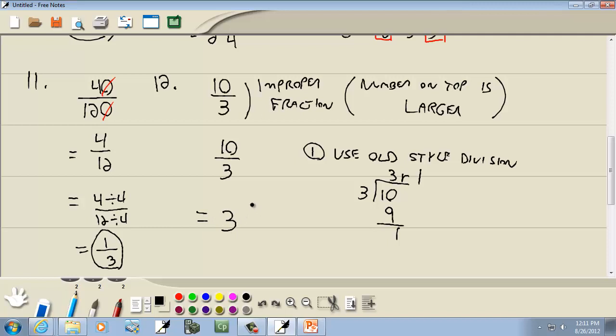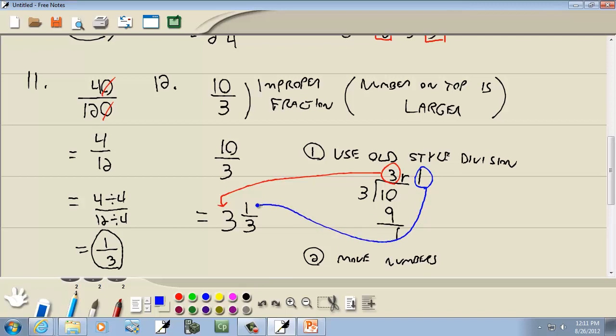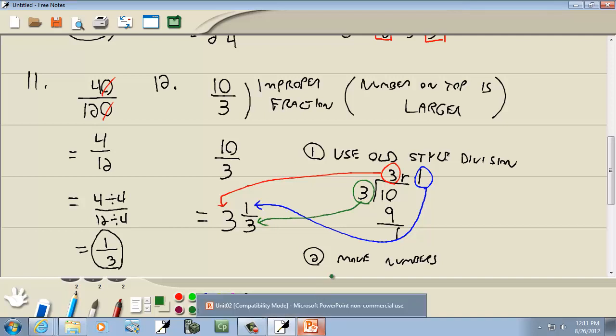So to put this in mixed number format, we move numbers as our second step. So our answer is 3 1/3. Now, where does everything come from? This number right here is what goes out in front. Our remainder goes right up there. And what we're dividing by, right there, goes down here. So that's how everything ties together.